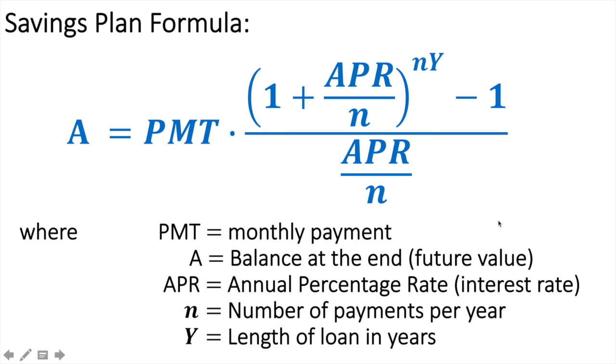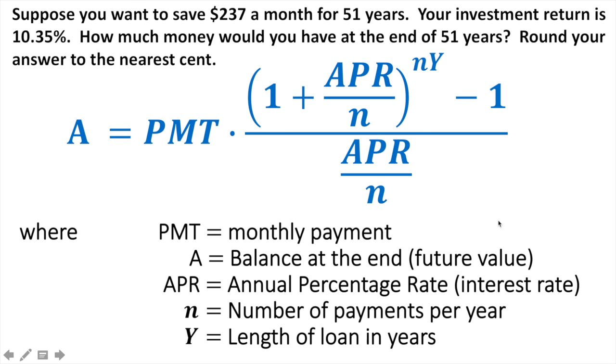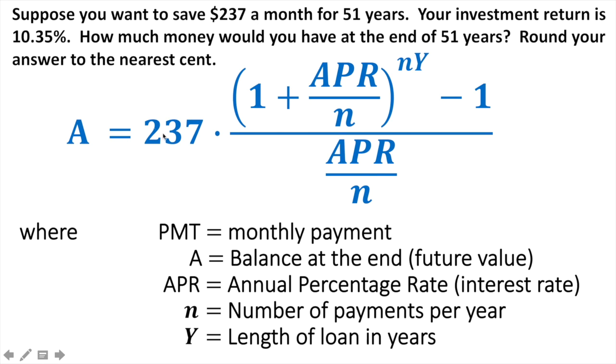All right, so let's bring in back our original scenario here. $237 a month for 51 years. 10.35%. Okay, so I'm just going to start filling in what I know. The payment amount is 237, so I'll go ahead and fill that one in. 237 there, and this is times, and this whole quantity here. So 237, let's see what else we know.